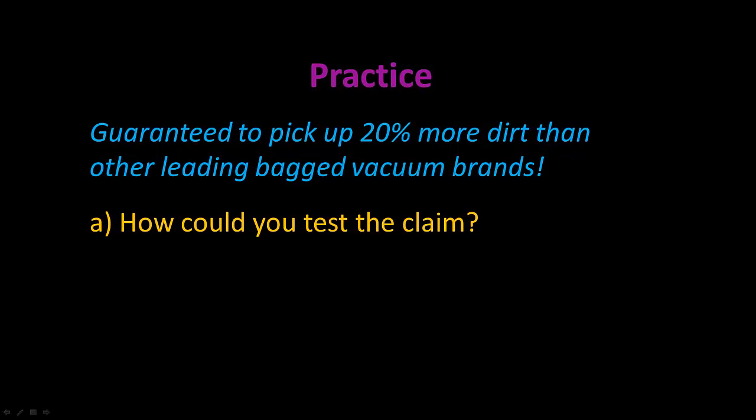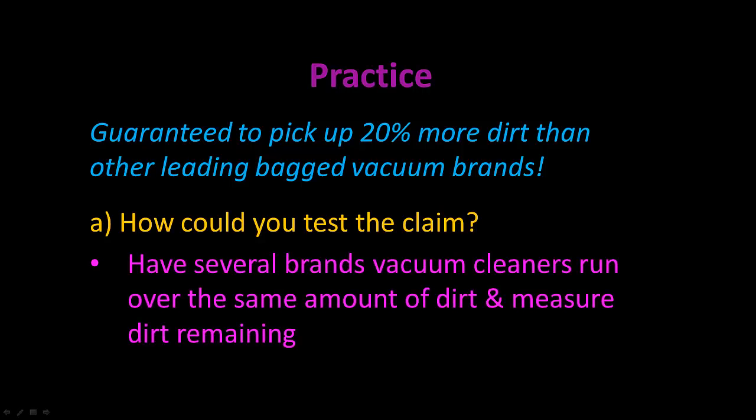Now, let's practice. So we have a claim by a vacuum cleaner manufacturer that their vacuum is guaranteed to pick up 20% more dirt than other leading bagged vacuum brands. So how could you test this claim? Well, first you would need several different brands of vacuum cleaners, because you have to test against this one, and you would run it over the same amount of dirt and measure the amount of dirt remaining.